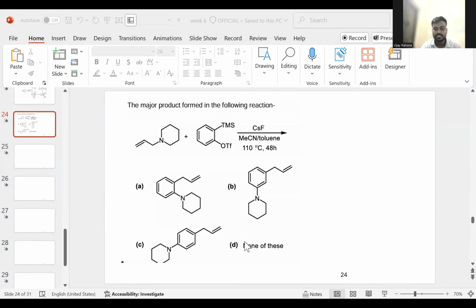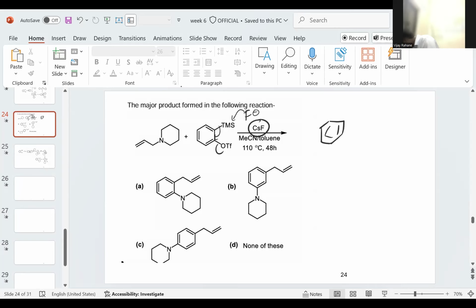So this is an interesting question. I will just show. So what happens? So this is the cesium fluoride. So this reacts with the TMS as we saw earlier, and it forms the benzyne, right? So this F minus attacks on the silicon, and it forms a benzyne.